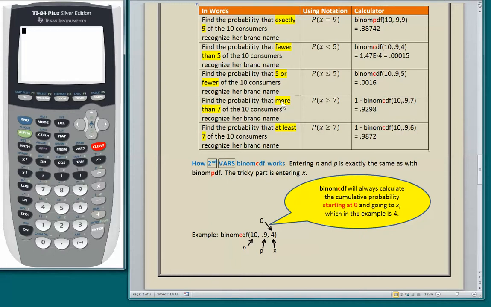Find the probability that more than 7 of the 10 consumers recognize the brand name. Well, more than 7 means 8, 9, or 10. That does not start at 0. So what we have to do is find a probability that we can find on binom CDF, and that is the probability from 0 up to 7. And then if we subtract that from 1, that will give us the probability that x is greater than 7.